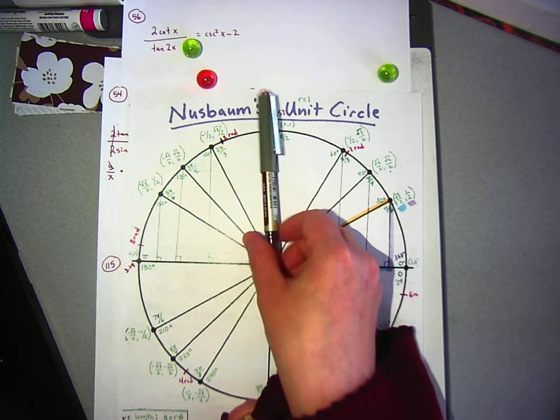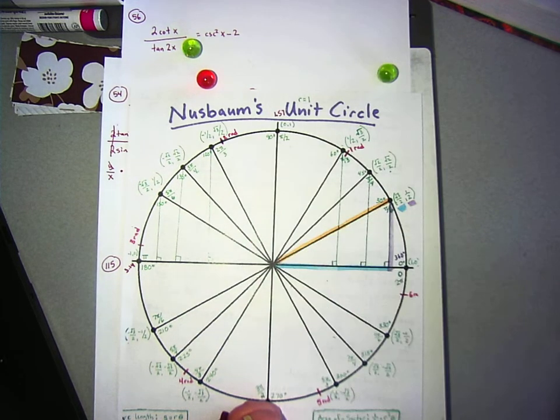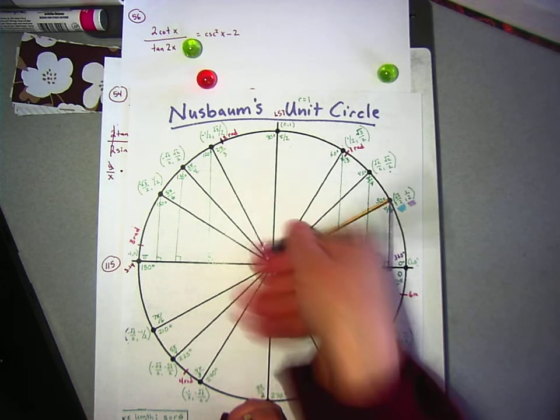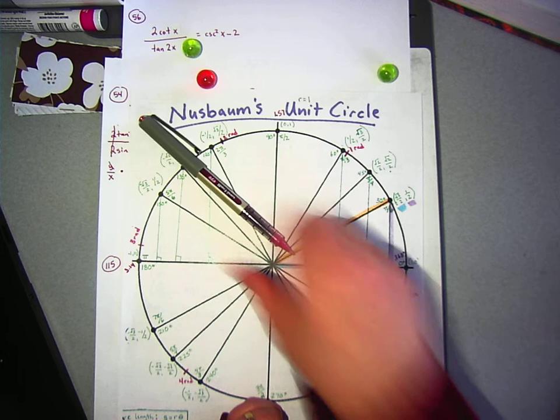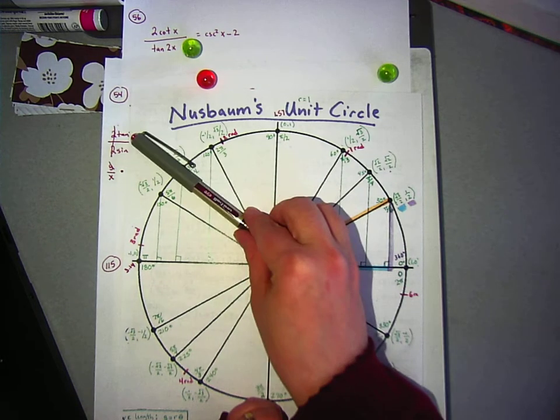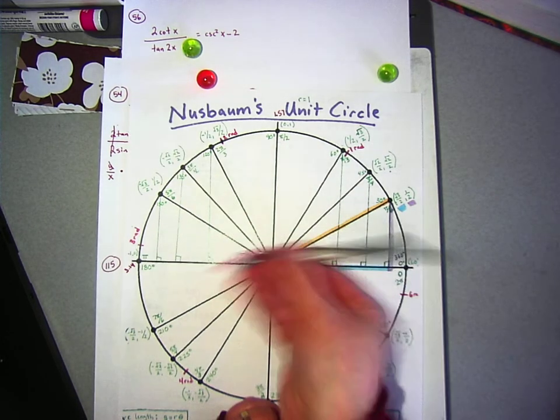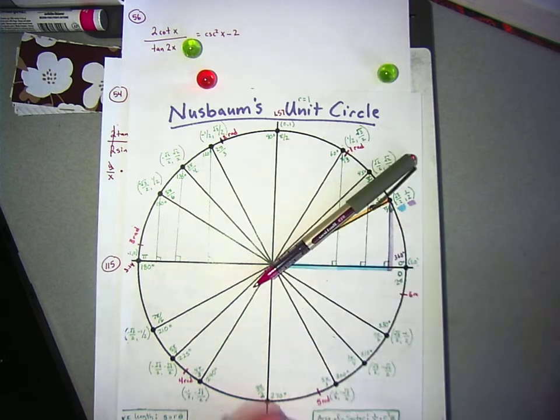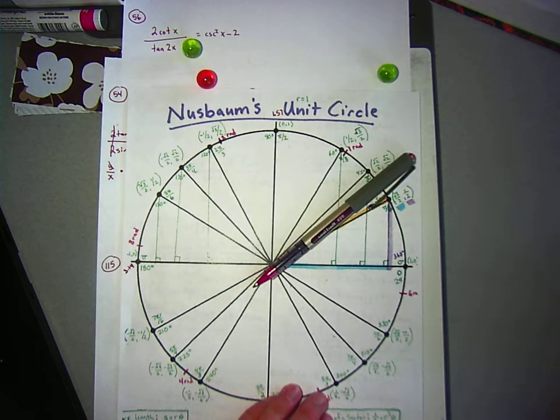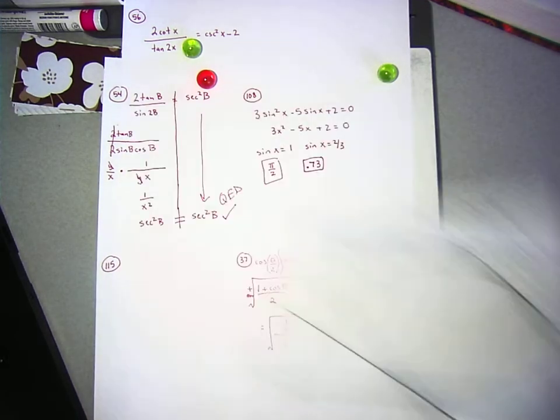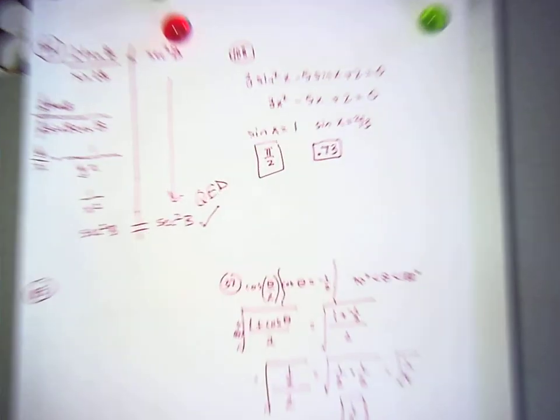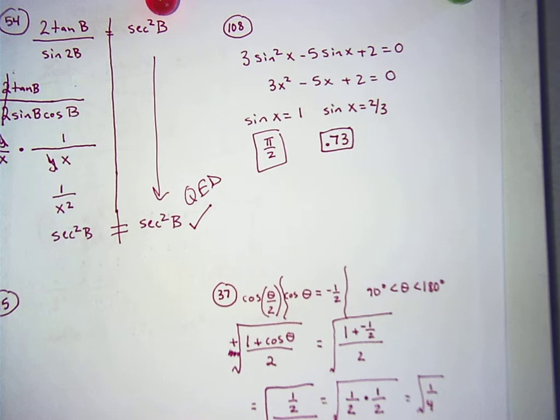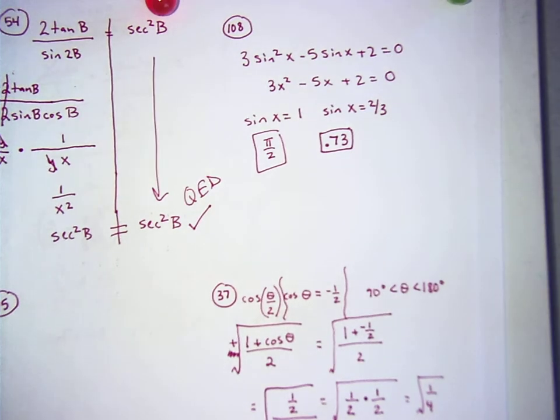So 0.7273 is between 0 and 1.57, okay? So we got the one that's in here. Now we need the one that's over there, but it has to be symmetric. So since this was 0 plus 0.73, this one will be pi minus 0.73. I got like 2.41.